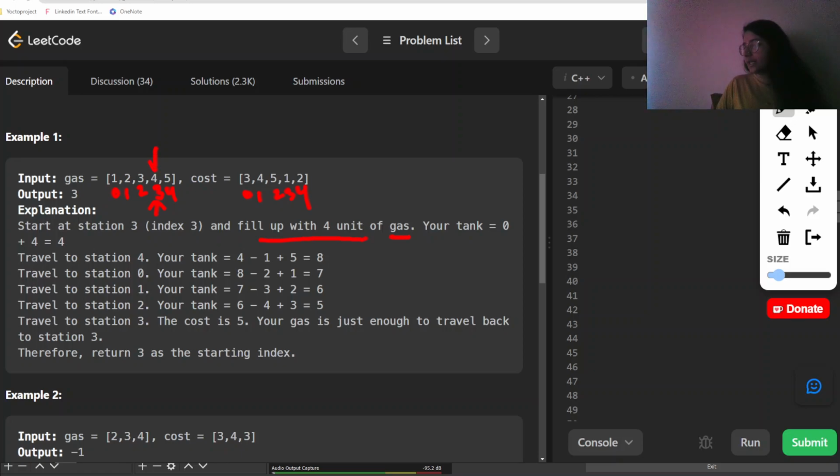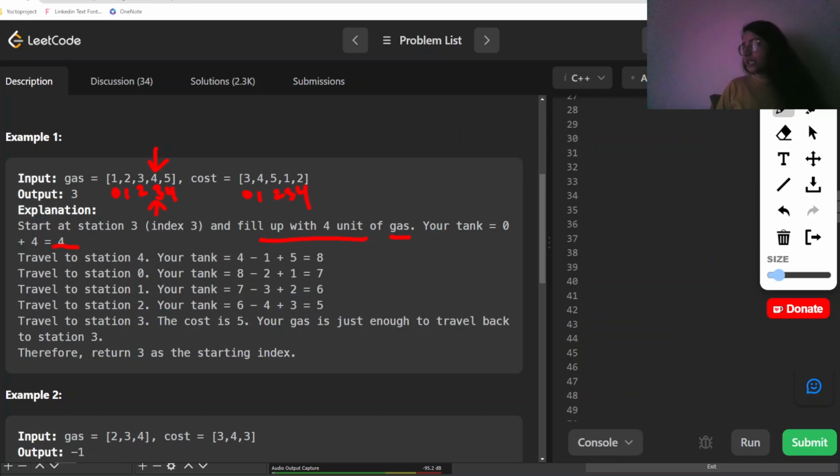If we fill up with these 4 units of gas, our tank, which was earlier 0, because at the starting point our tank would be 0, whichever station we are starting with, at that point only we will be filling up the gas in our tank. Now our tank would be having 4 as the gas amount.